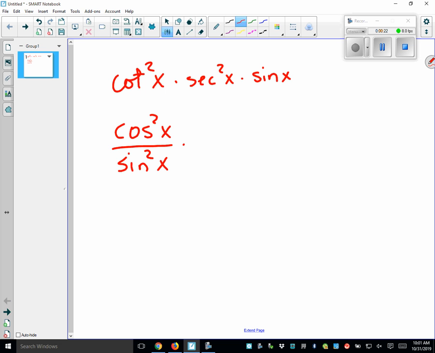What is secant squared? 1 over cosine squared. I think you better know these. Times sine of x. What will reduce? Cosine squared. So what is my answer? 1 over sine. Cosecant. Very good, because 1 over sine is still a fraction.